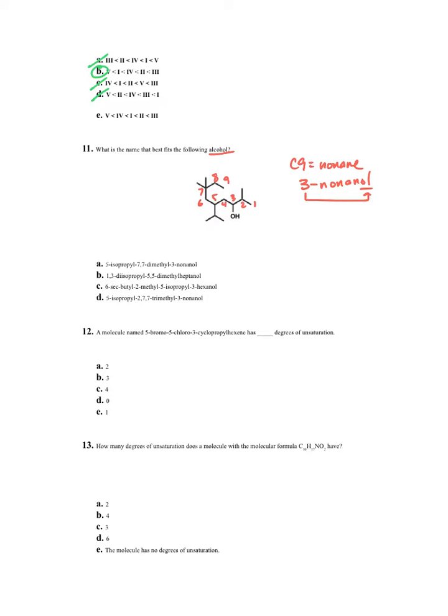So sort of right there, you can then look at your choices and eliminate B and C. So A and D both end with 3-nonanol. Now we're going to circle the longest chain. Go ahead and do that in blue.